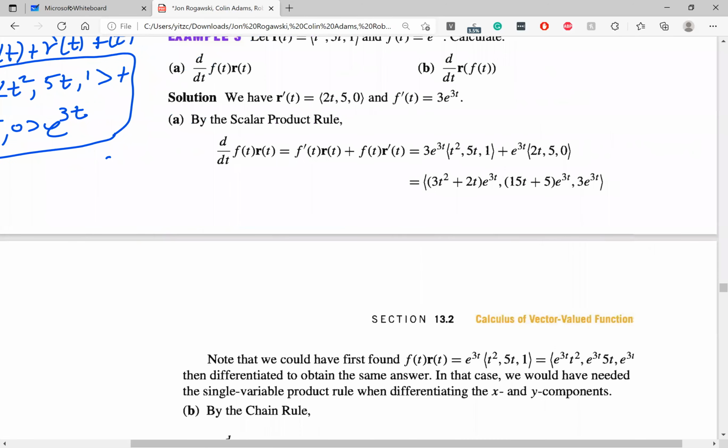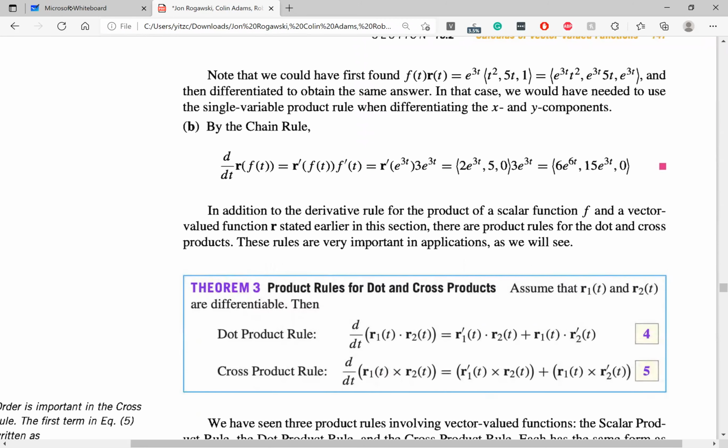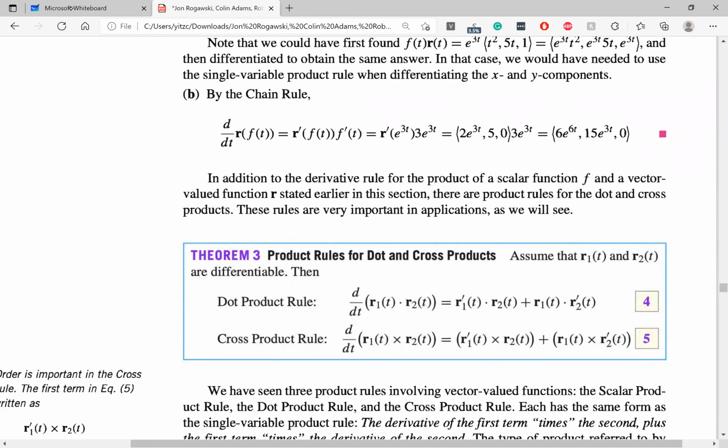Okay, and I'm not going to do the chain rule one, but it's similar. We have two more rules, which again don't appear that often, so you don't have to stress memorizing these. One of them is very simple. I mean, they're both very simple. They're just the product rule.